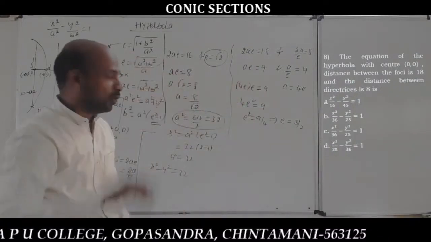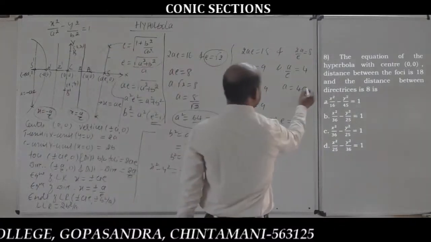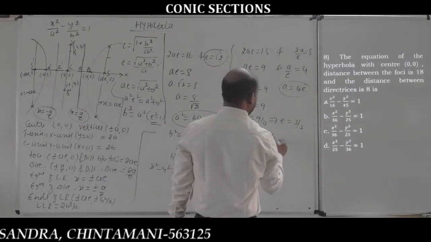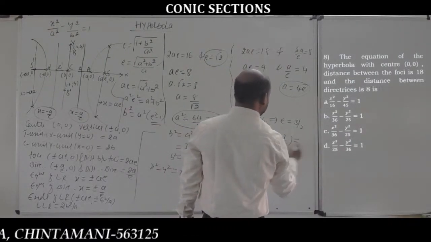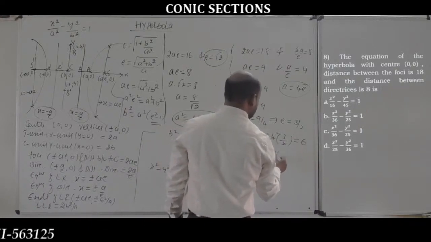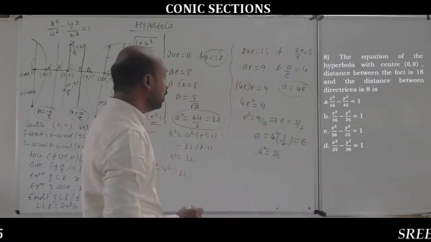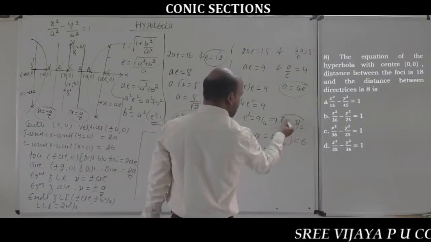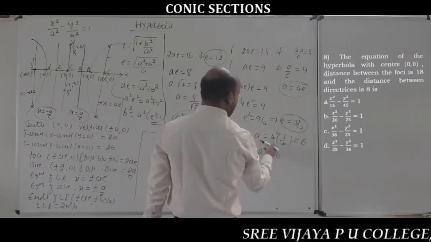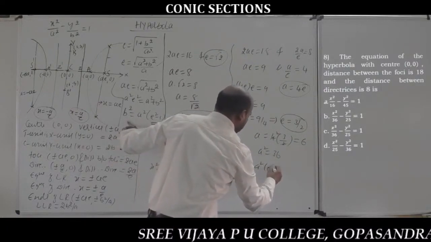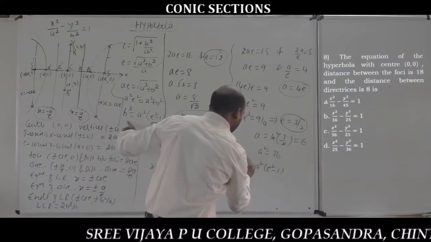Eccentricity is greater than 1. Obviously, substitute here. Therefore, the value of A is 4 times E, E is 3 by 2, so A is 6. A square is 36. Okay, we know the value of E and we know the value of A. Obviously, b square equals a square into e square minus 1.